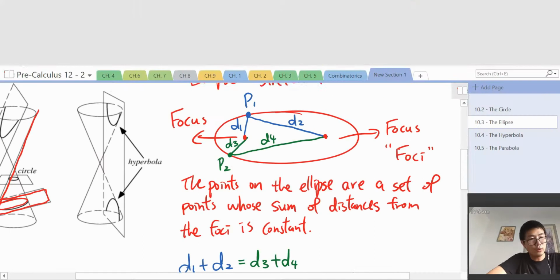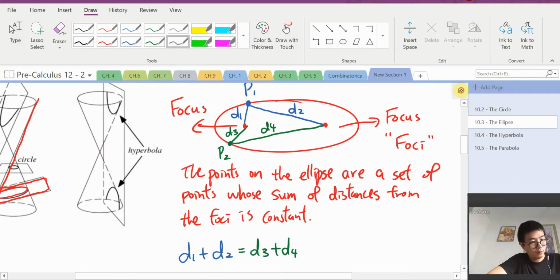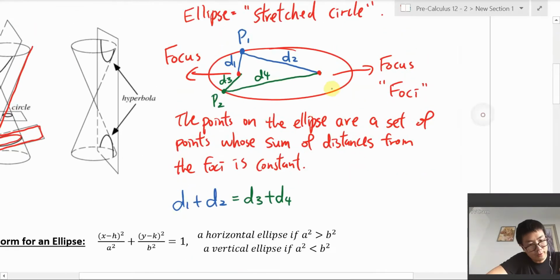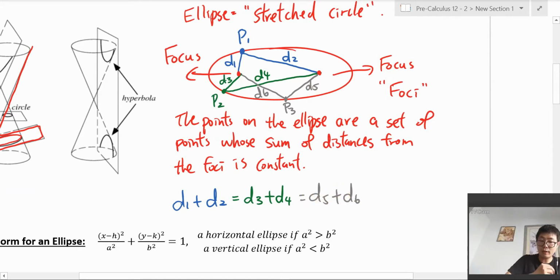So you can pick another point, somewhere here, let's say maybe in the middle. Here's my P3, and again you can draw two direct lines from the point to the foci. So this would be D5, and here's D6. And again, the sum of D5 and D6 would be the same as D1 plus D2 and D3 plus D4. So that's what it means to be an ellipse.